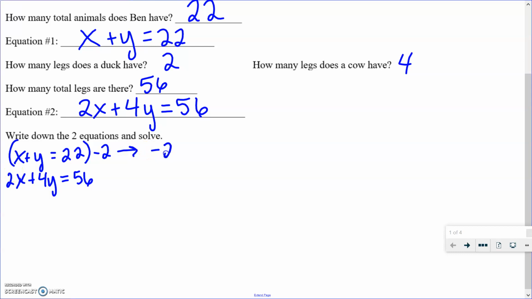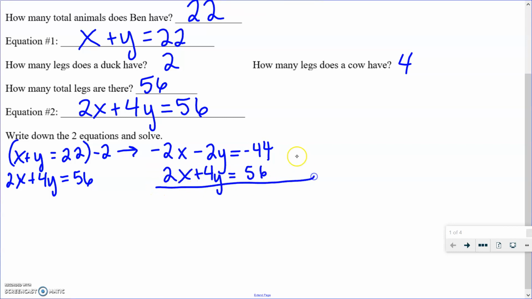So my new equation, once I multiply everything by -2, is -2x minus 2y equals -44, and then we have 2x plus 4y equals 56. We're going to add them together, and then these eliminate, which is what we want to happen. -2y plus 4y is 2y. -44 plus 56 is 12. Then we're going to figure out what y is equal to, which is going to be the number of cows.